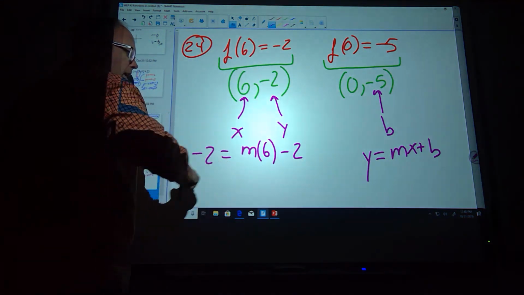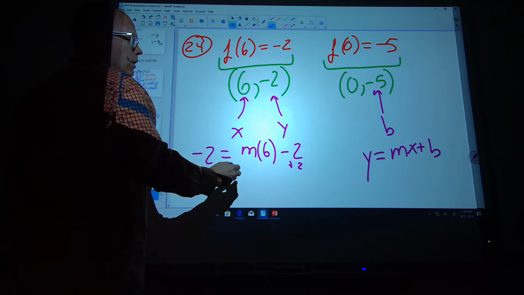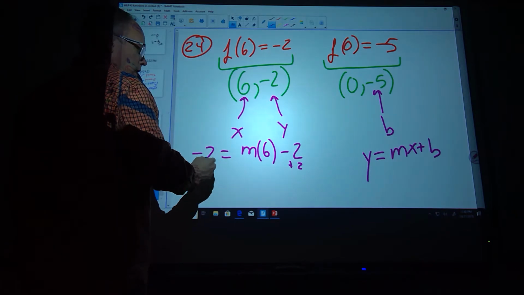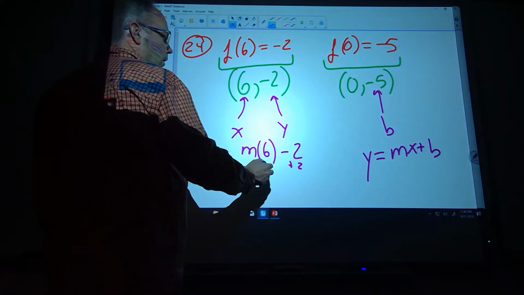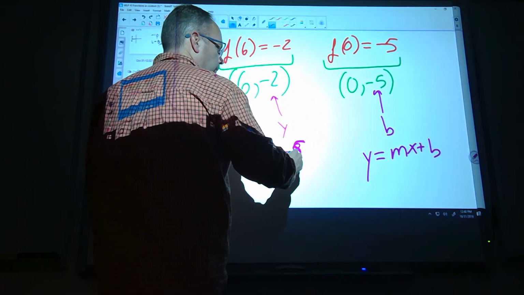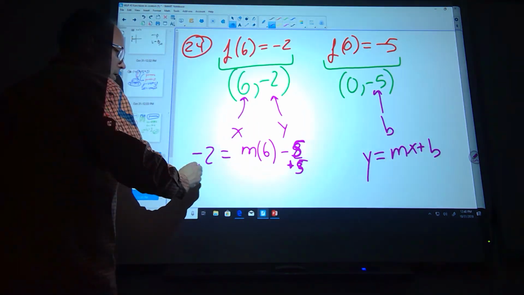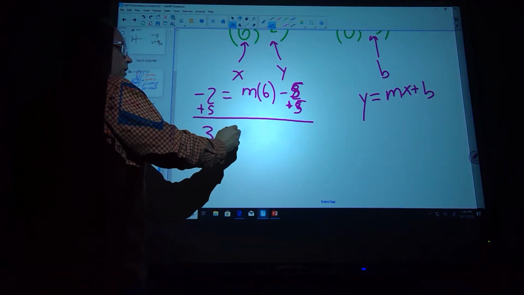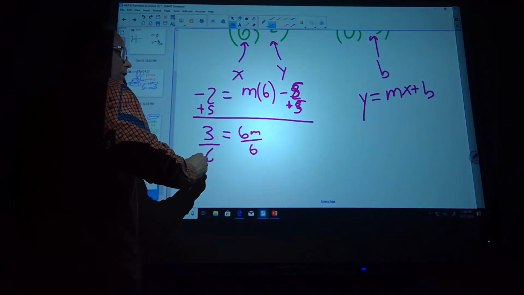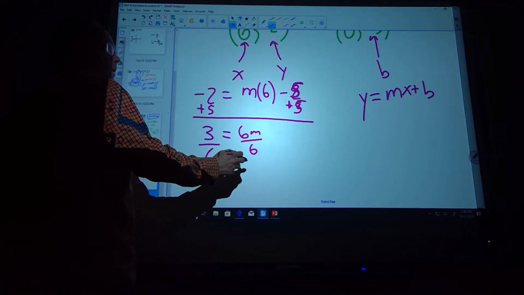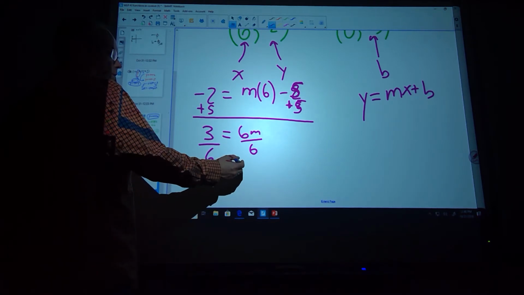Okay, so let's start solving that. I'm going to add 2. Agree? Oh, wait. I goofed up someplace. That should be, wait. Oh, that should have been negative 5, right? Thank you. I'm so sorry. All right, so I'm going to add 5 to both sides. That's going to give me 3 is equal to, m times 6 is 6m. Divide each side by 6. Can I reduce 3 over 6? Yes. What does it reduce to?